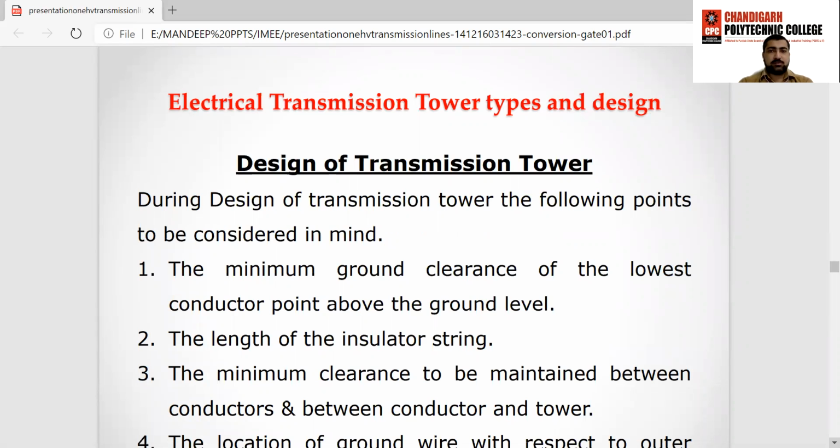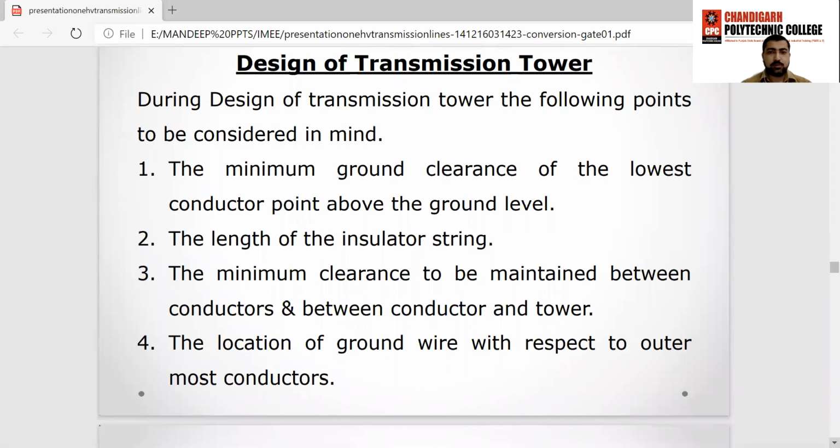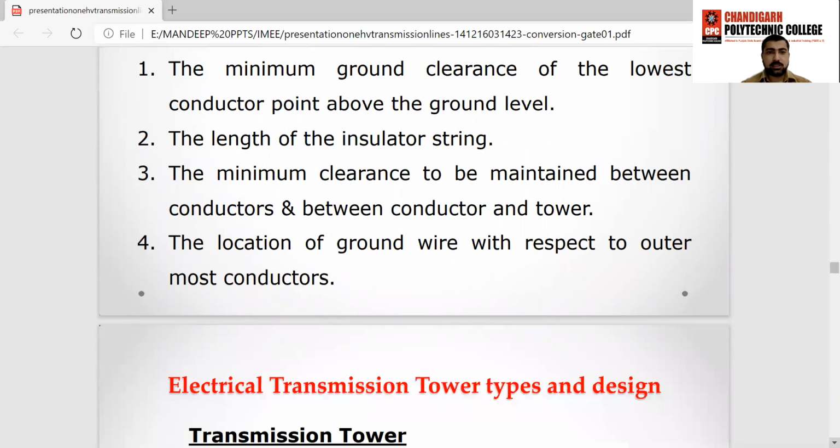The design of the transmission tower. During design of a transmission tower, the following points are to be kept in mind. The first one is the minimum ground clearance of the lowest conductor point above the ground level. The second is the length of the insulator string. The next is the minimum clearance to be maintained between conductors and between conductor and tower. The next is the location of the ground wire with respect to the outermost conductors.